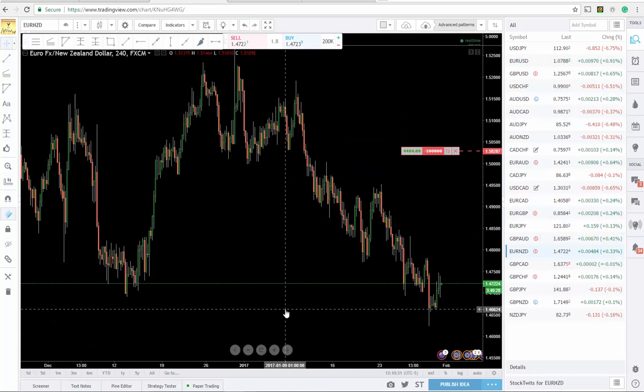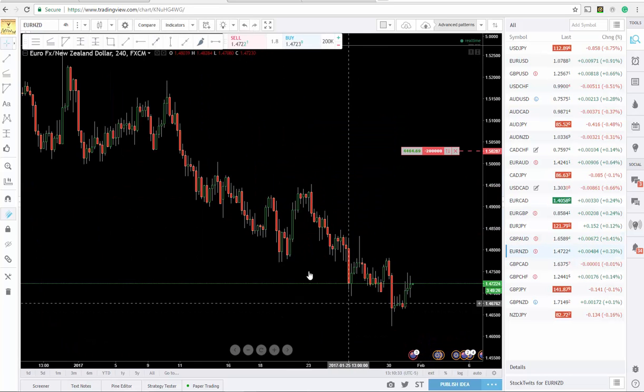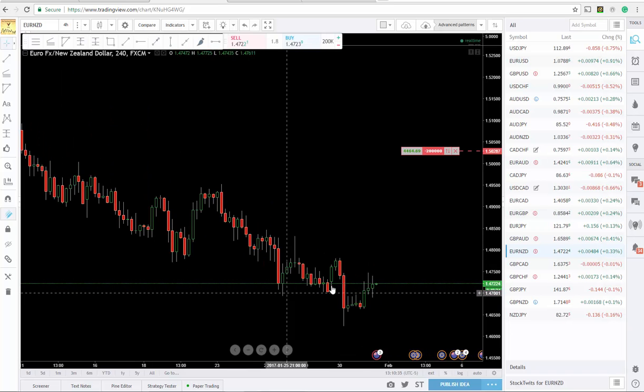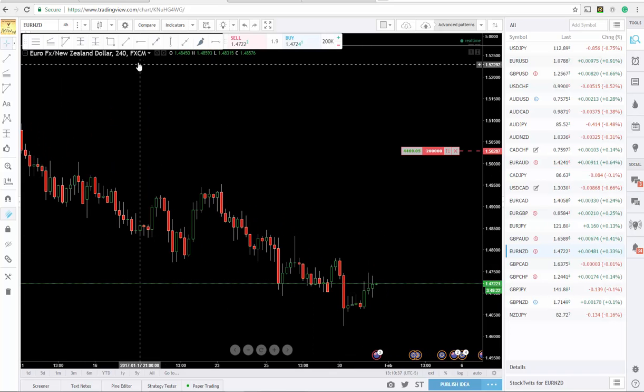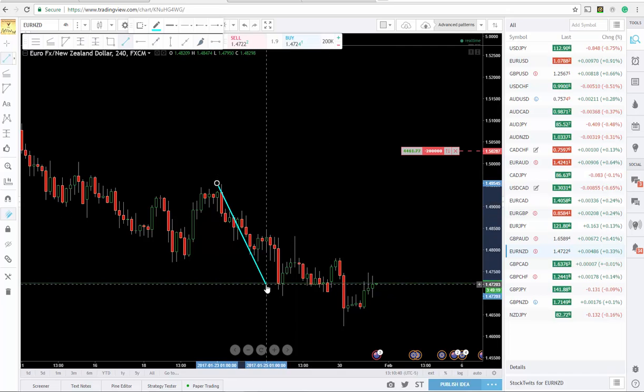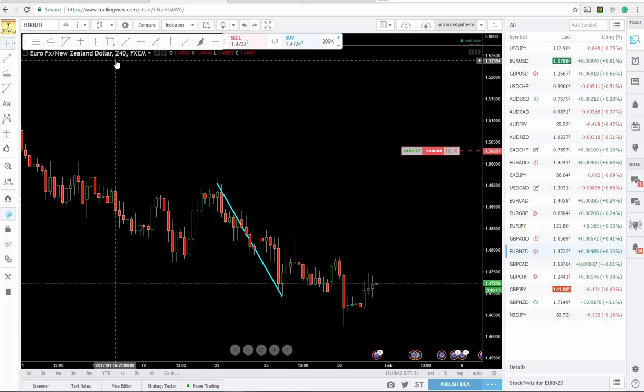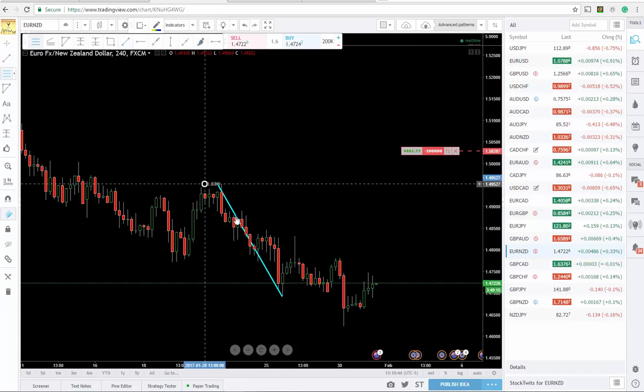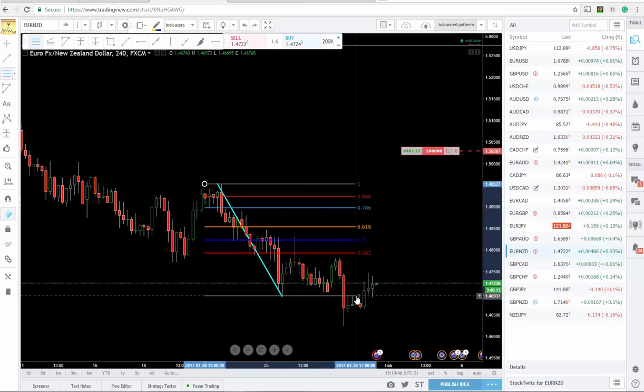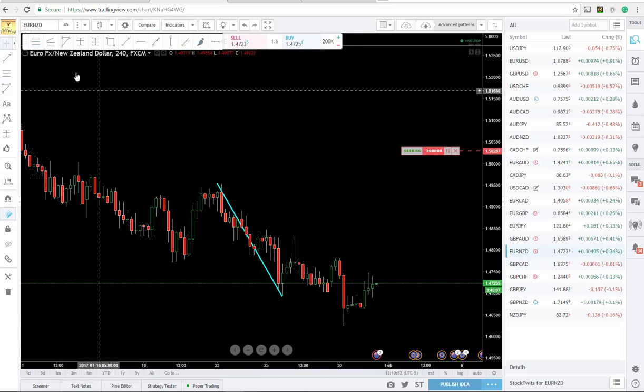Here on the Euro New Zealand 4-hour chart, we actually have a nice cipher pattern setting up. I'll let you guys see if you can spot that. Here we have an impulsive move from X down to A. That is a 382 retracement, as you can see, at least 382. That actually comes up to hit the 50% retracement, but does not close above the 618.